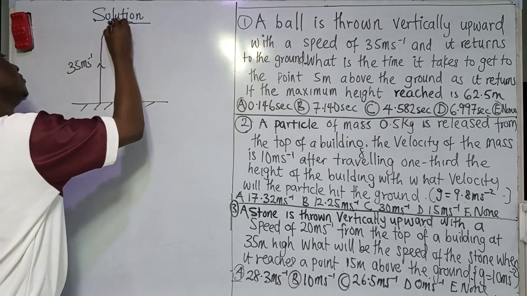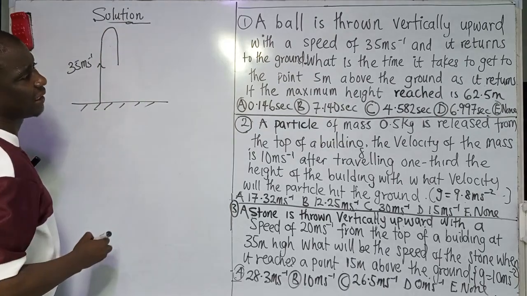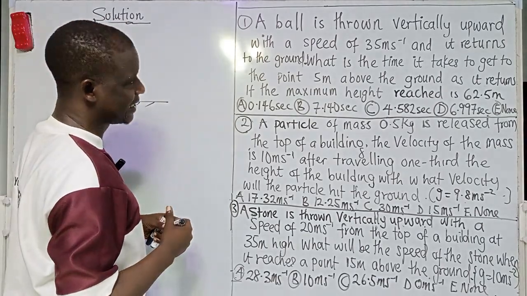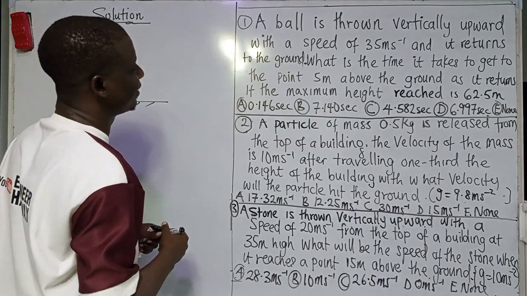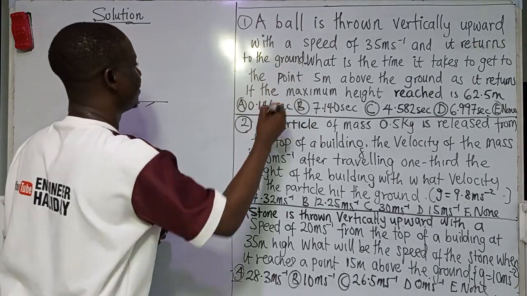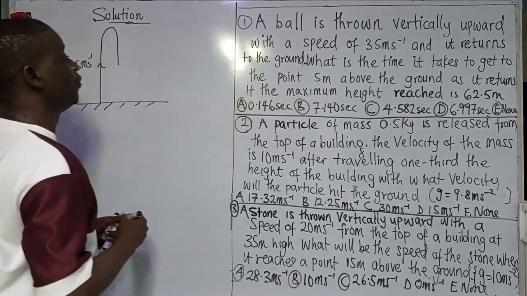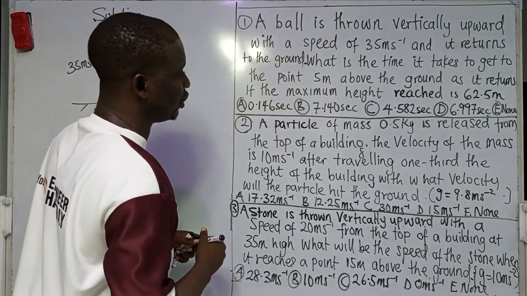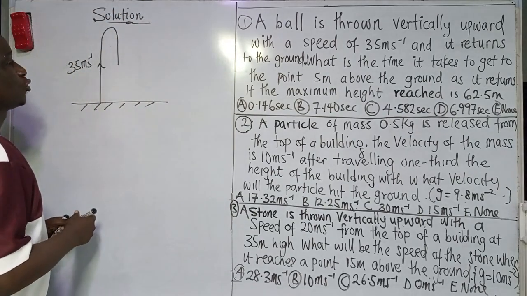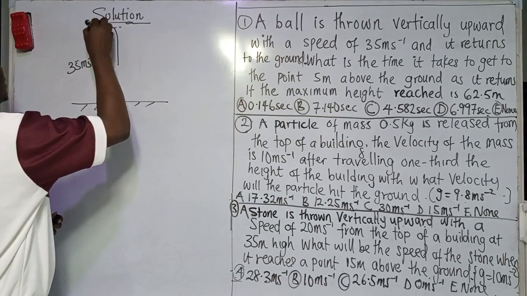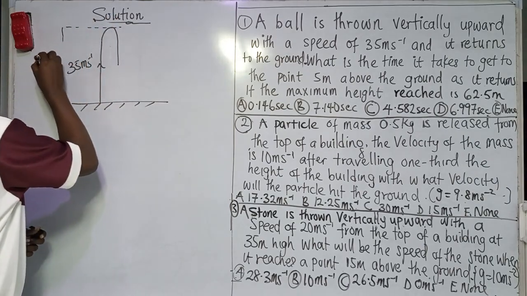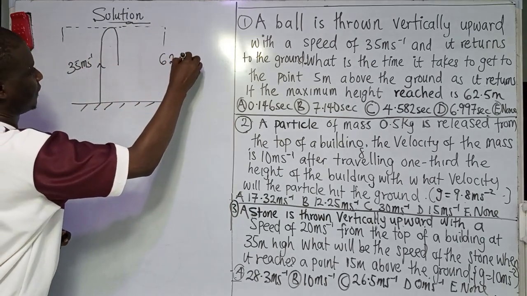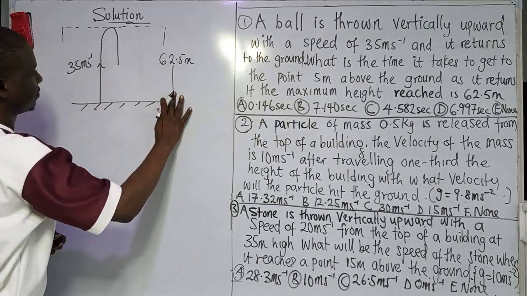But what they now tell us to do is to find the time it takes to get to a point 5 meters above the ground as it returns, if the maximum height reached from the ground is 62.5 meters.